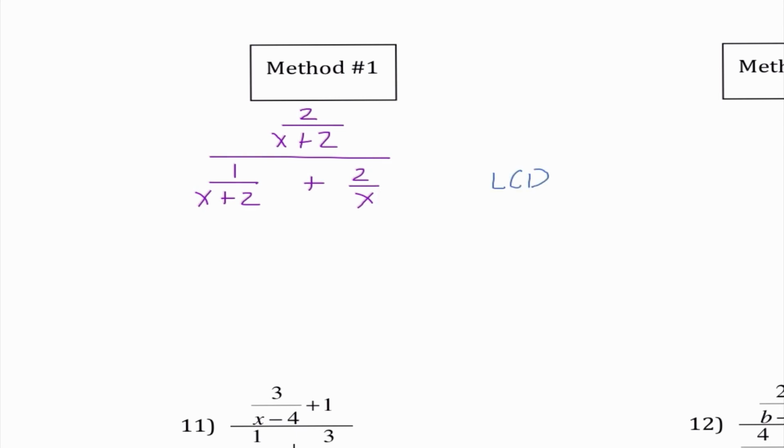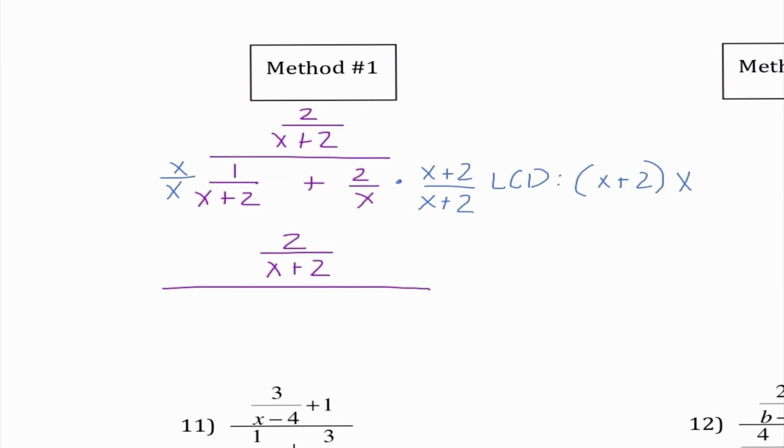Okay, because we have fractions, and I believe my LCD here is going to be x plus 2 times x, because x plus 2 is one factor, x is a second factor. So I'm going to multiply by x over x, and multiply by x plus 2 over x plus 2. So I have 2 over x plus 2 over x times x plus 2 plus 2 times x plus 2 over x times x plus 2.